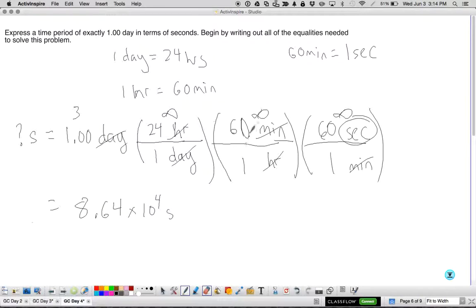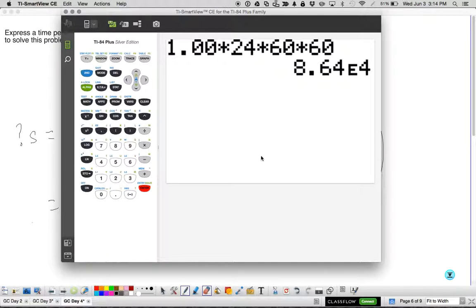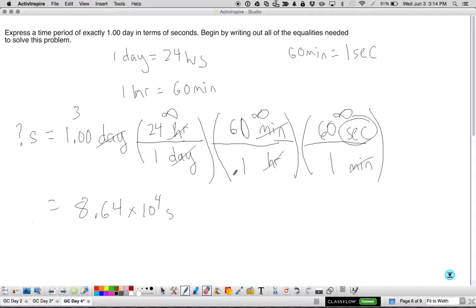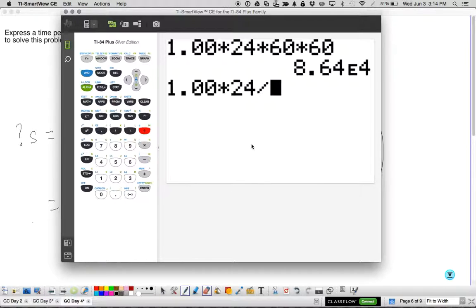If I had, let's say this was on the bottom, and I needed to do this on my calculator with 60 on the bottom here, I would set it up the same way: 1.00 times 24. And then my next conversion factor would actually be division. It wouldn't be multiplication. Divided by 60. And then the last thing is times 60 again. And that would get me the correct answer for that.